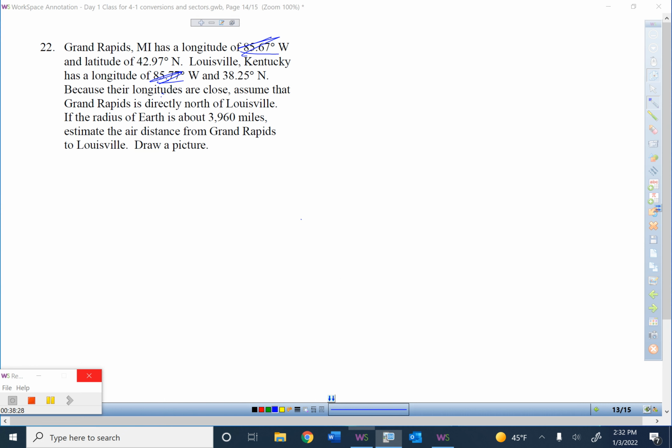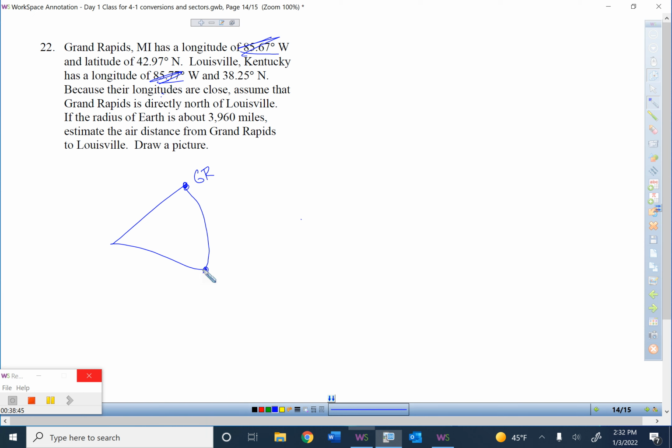And that's what we're going to do on your work here. We're going to find the numbers that are close together and get rid of them, and we're only going to focus on the rest. So I want you to draw a sector for me. And at the top, you're going to label that point just like I was doing, Grand Rapids.